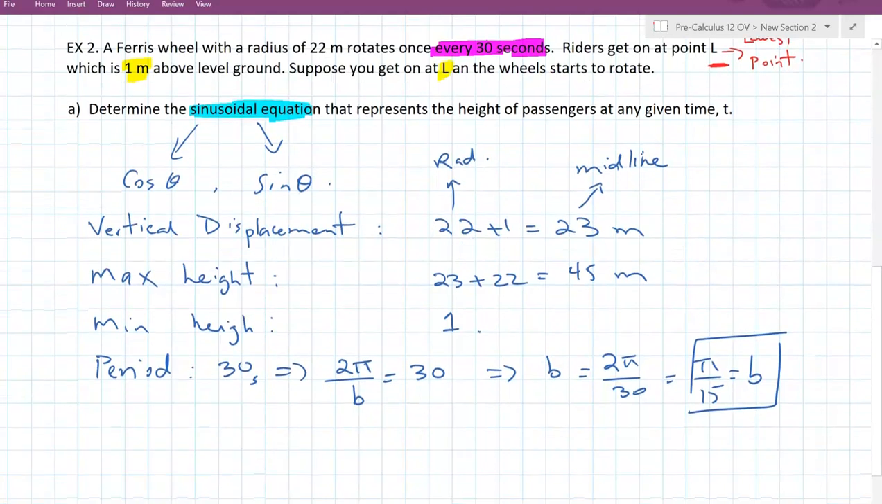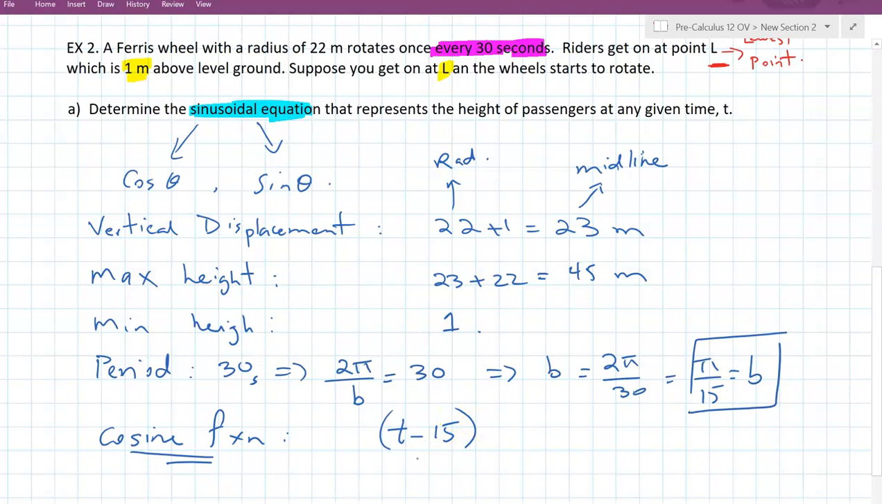And remember, at what point are you going to get the maximum? The full period is 30, and let's suppose we're going to start with the cosine function. So we're going to use the cosine function here. If you think about the cosine function, halfway through the period, you're going to hit the maximum. So this should say t minus 15 on your phase shift.